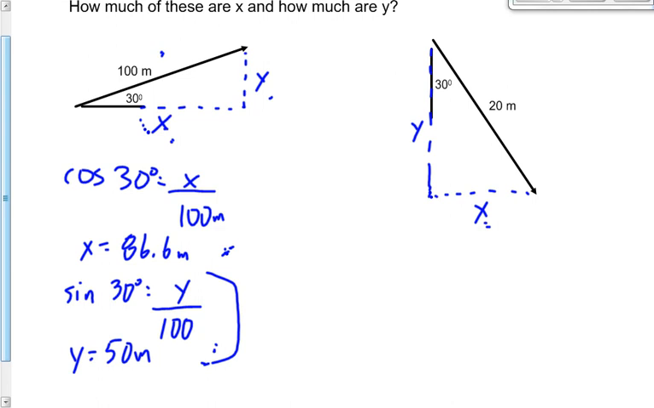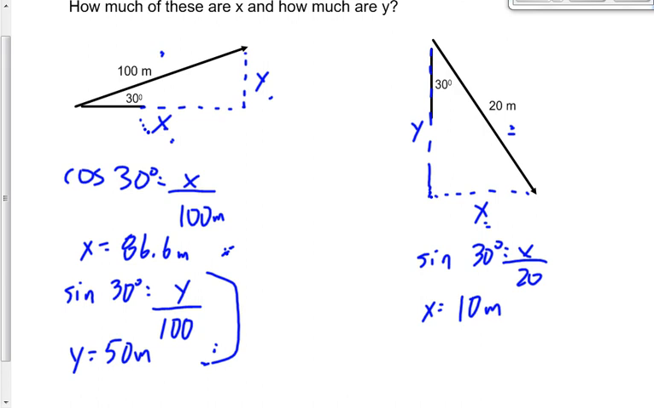Which side of the triangle is x? Opposite, adjacent, hypotenuse. It's not the hypotenuse, right? That's 20, that's the long side. Good, it's opposite. So if we're looking for opposite along with hypotenuse, we're not going to use cosine. This time we're going to use sine for x. Sine 30 degrees is equal to x over 20. X ends up being equal to 10 meters.